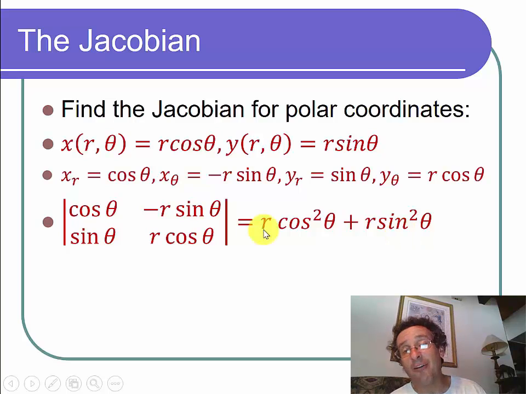But take a look at what we have. We have r cosine squared theta plus r sine squared theta. That's the same as r times cosine squared theta plus sine squared theta, and that's just r. But that shouldn't be too big a surprise that when you're doing a change of coordinates to polar coordinates, we're going to have an extra r.